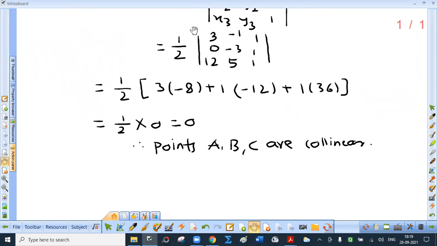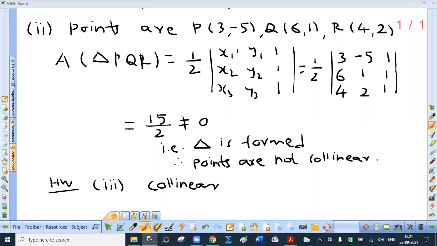Now do the second part. Now this is the second one. Points P, Q, R are given. Area of triangle comes out to be 15 by 2. Now points form a triangle. So they are non-collinear. Third is for homework. Answer is points are collinear.